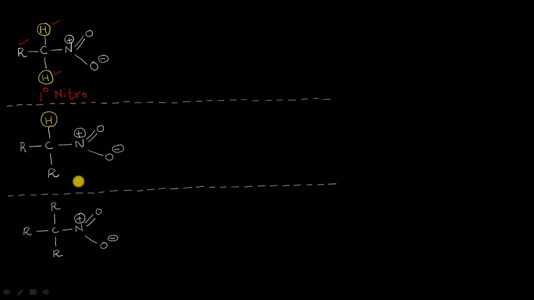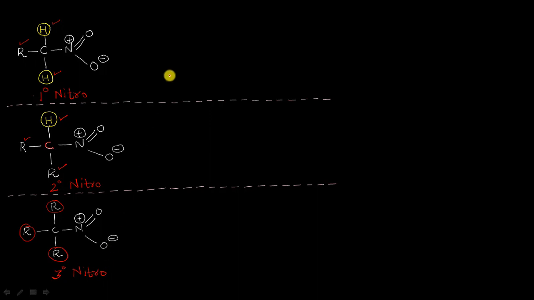On the other hand, if you look at the second compound here, this carbon atom is attached to only one hydrogen atom and two R groups. So this is definitely a secondary type of nitro compound. On the other hand, this third one has three R groups and no hydrogen atom, so it is a tertiary type of nitro compound.